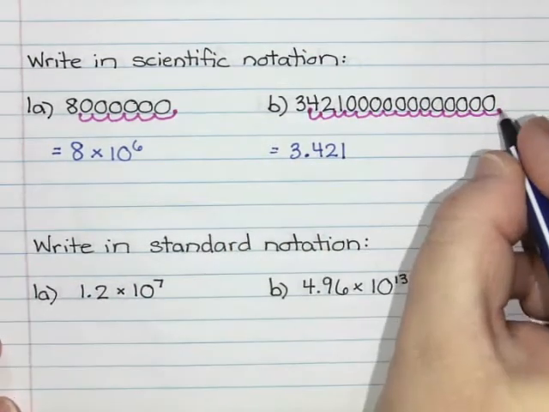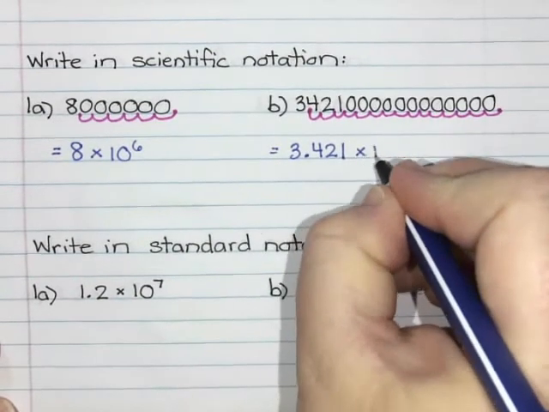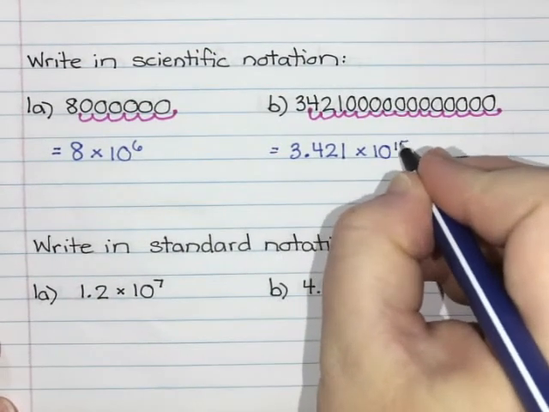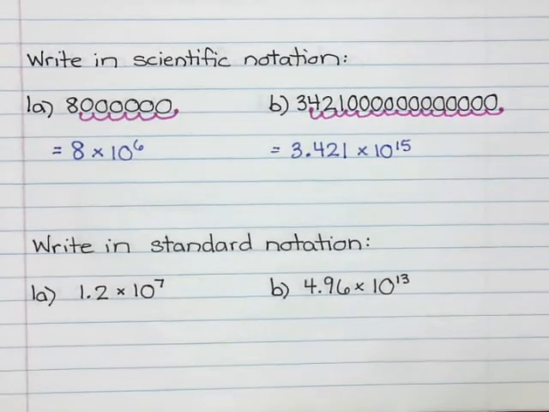So this is going to be the number 3.421, and then I don't want all the zeros, but I do want the non-zero digits. And then times 10 to the power of 15. And that's how we write something in scientific notation.